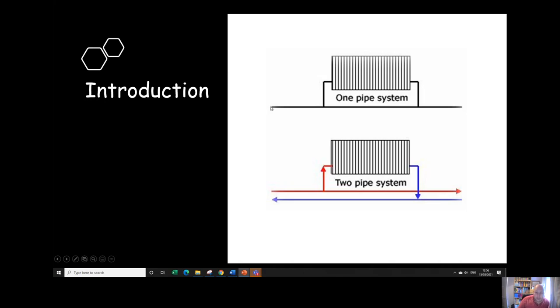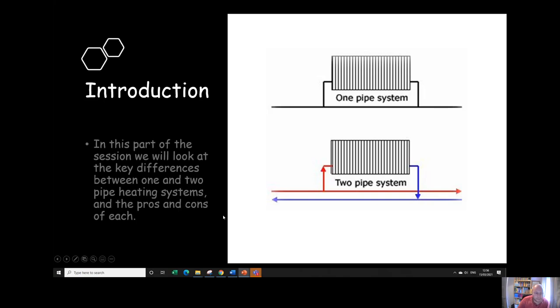You can see a one pipe system has one pipe which acts as both the flow and the return, and we're going to explore what that means now. And a two pipe system would have a separate flow and return, which has got a lot of positives to it.